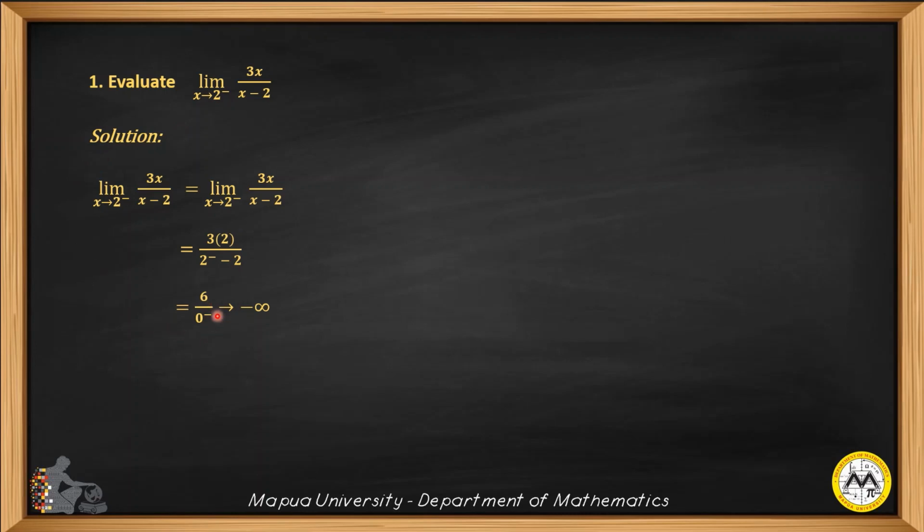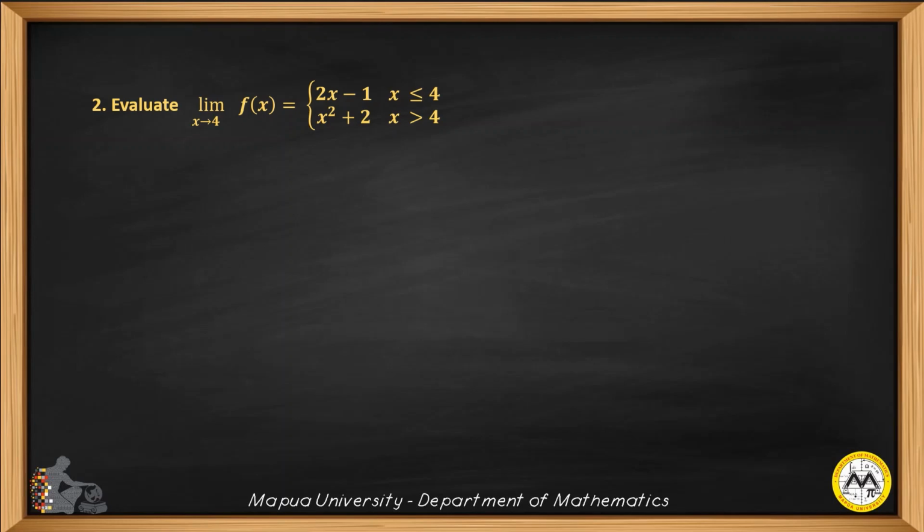And therefore, this ratio of 6 with something that approaches 0 but always with negative values would be approaching negative infinity. And therefore, we say the limit of 3x divided by x minus 2 as x approaches 2 from the left is one that is unbounded, approaching negative infinity.